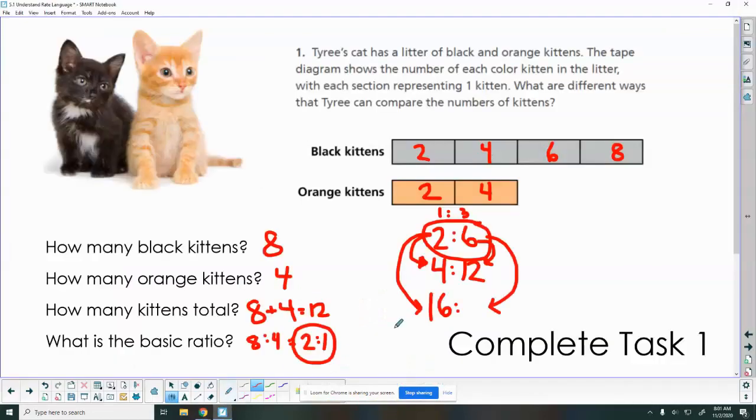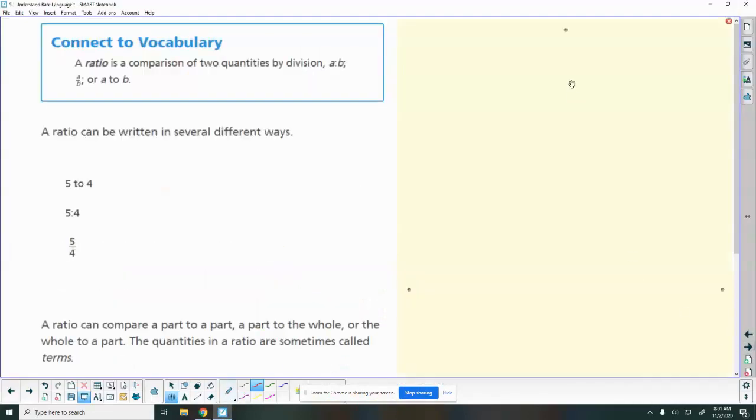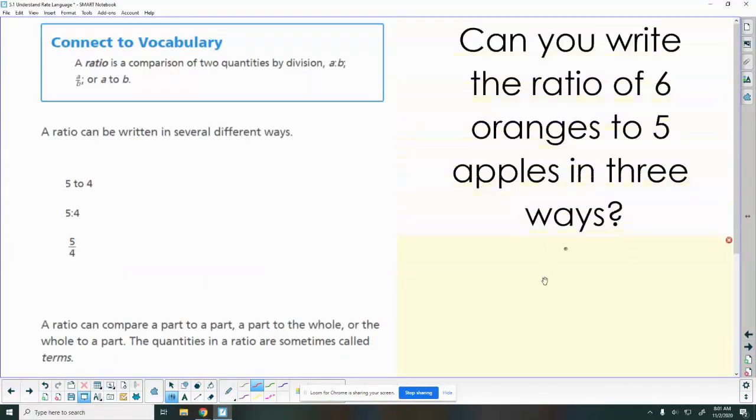So let's do a little practice here. So we have a ratio of 6 oranges to 5 apples. So I want you to pause and see if you can write that in 3 different ways. So go ahead and do that and then come back and check.